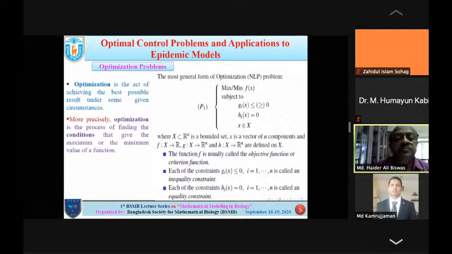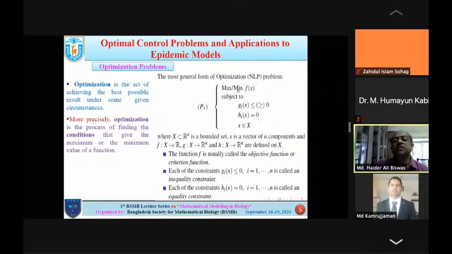from the optimization problem, because optimization is a very vast area of mathematics. There are a lot of applications of optimization problems, but we need to know the basic difference between an optimization problem and an optimal control problem. So optimization is the act of achieving the best possible results under some given conditions. That is, the process of finding conditions which give the maximum or minimum value of a function. So this is the most general formulation of an optimization problem.